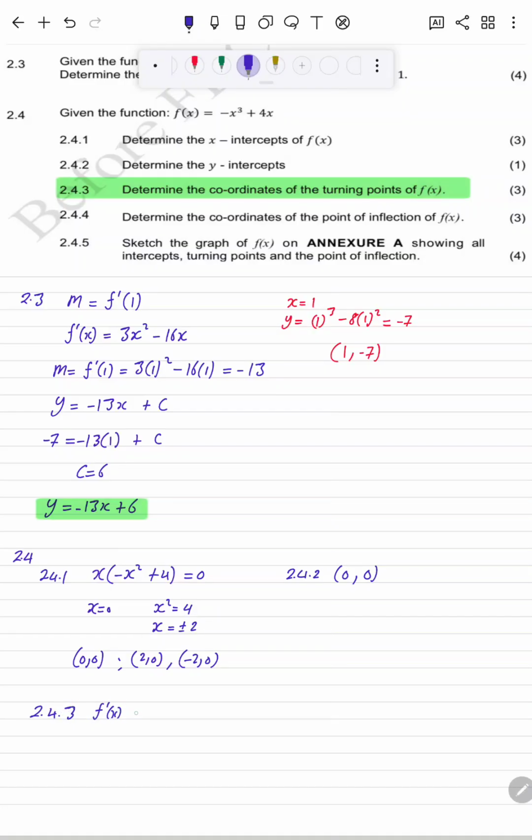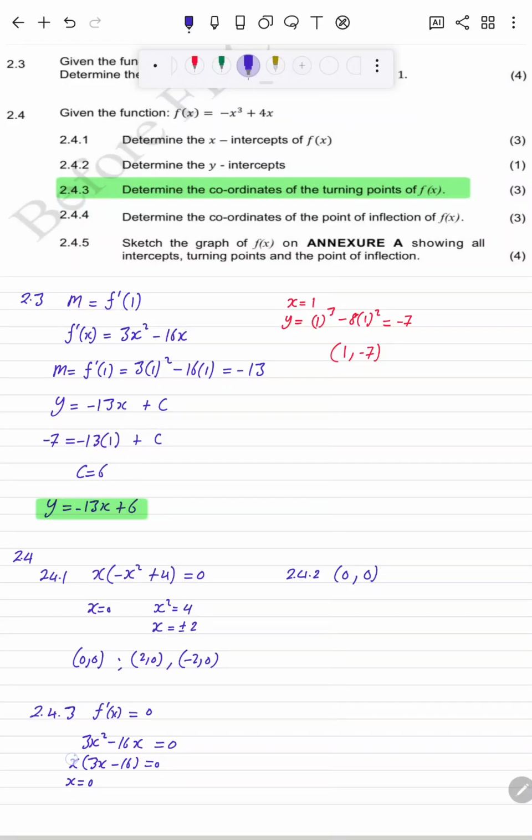Find the first derivative, set it to 0, solve for x. So the first derivative we already know from the tangent. So that is 3x squared minus 16x equals 0. Solve for x. You're going to take x outside, and we're going to be left with 3x minus 16. All of this equals 0.